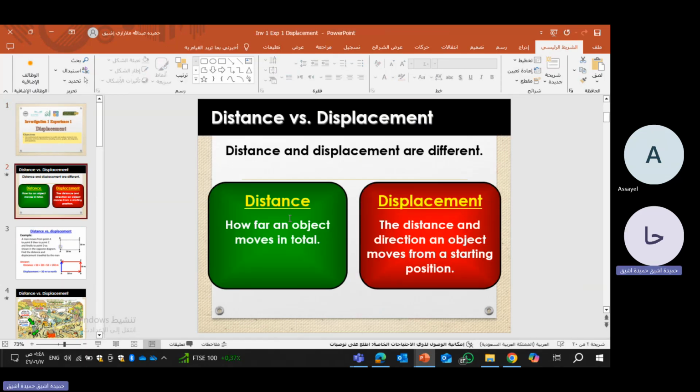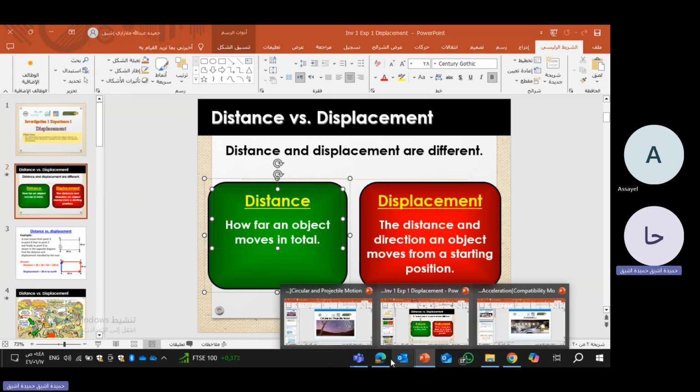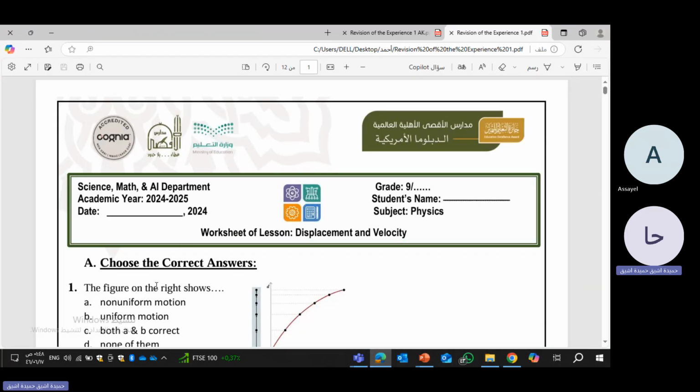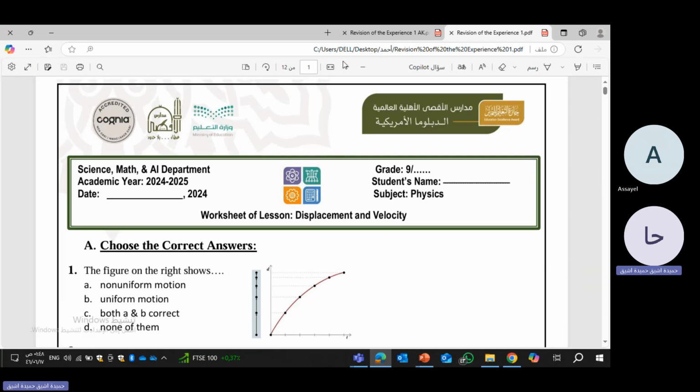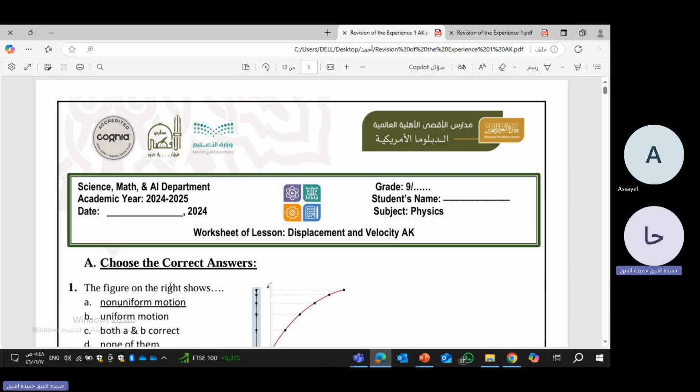First of all, we need to know the difference between distance and displacement. What do you know about distance? It's only about value, or it's only about what, magnitude. Okay, I'm gonna go directly to the worksheets. So if we have any question, we can go back to the PowerPoints, inshallah.